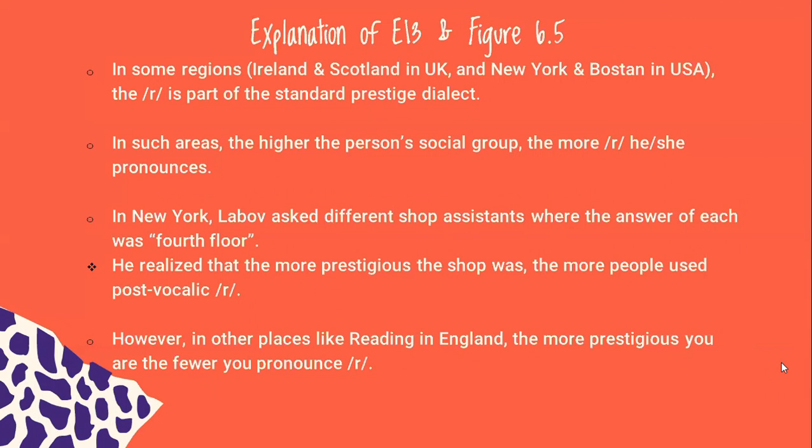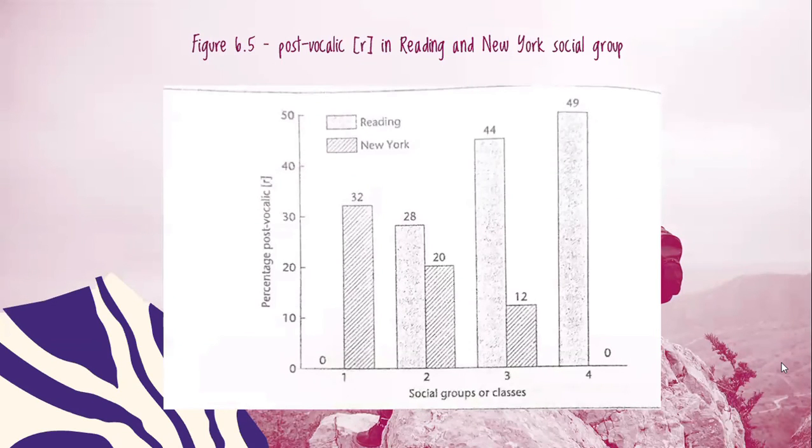Okay, so go back to figure 6.4 on page 154. So, this is the opposite between UK and US. People in the UK from the upper class don't use the R sound, but people in New York from the upper class will use the R sound. So they will say floor, you know. But in the UK, if you are from the upper class, you say "flaw." You do not say the R sound.